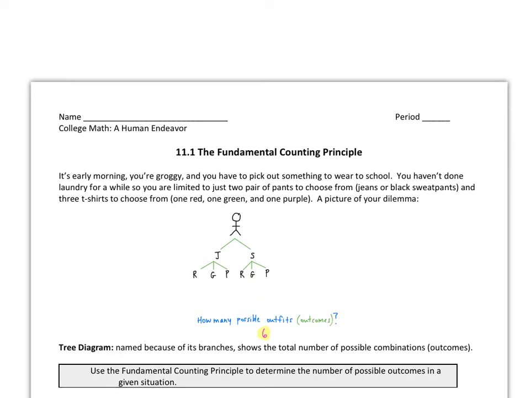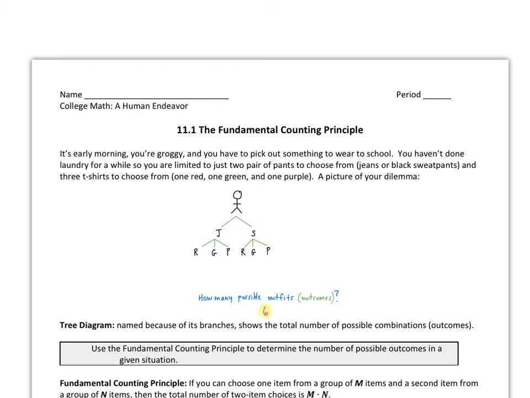So this is known as a tree diagram. It's named because of its branches. It looks like a tree. It shows the total number of possible outcomes. Now, we should notice that this isn't very efficient. What if I have more pairs of pants and more t-shirts, and if I have shoes into the mix, or all sorts of different things? What this is leading us into is the fundamental counting principle.